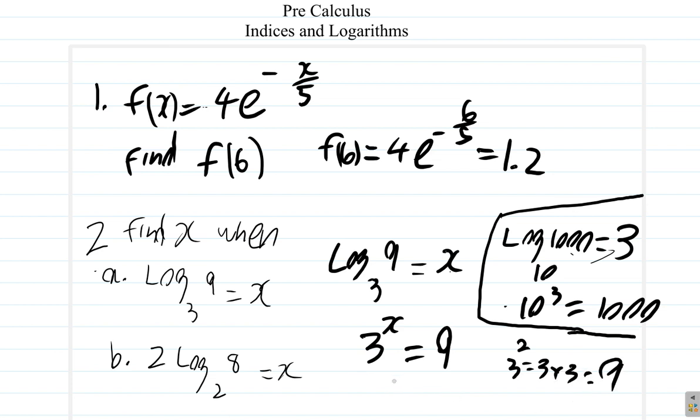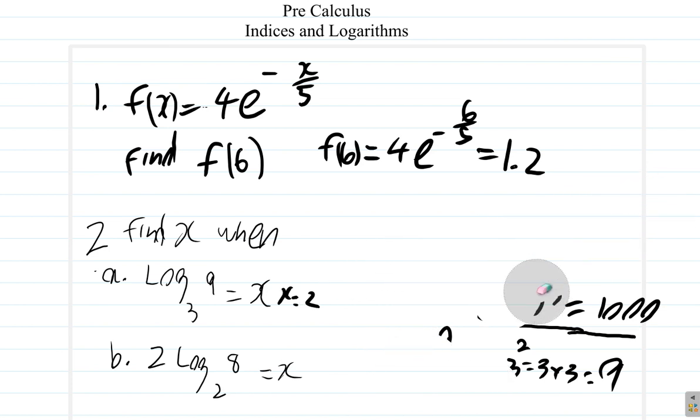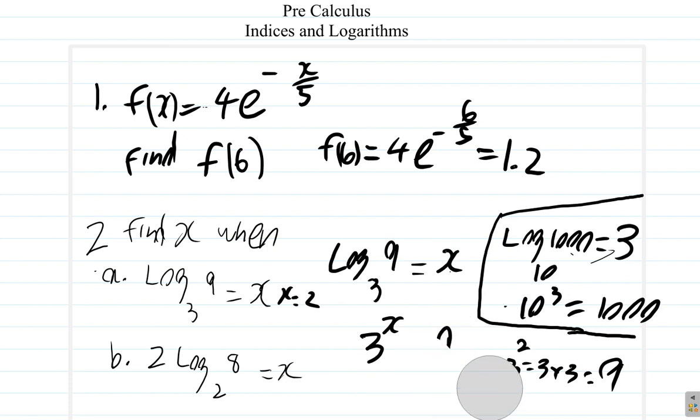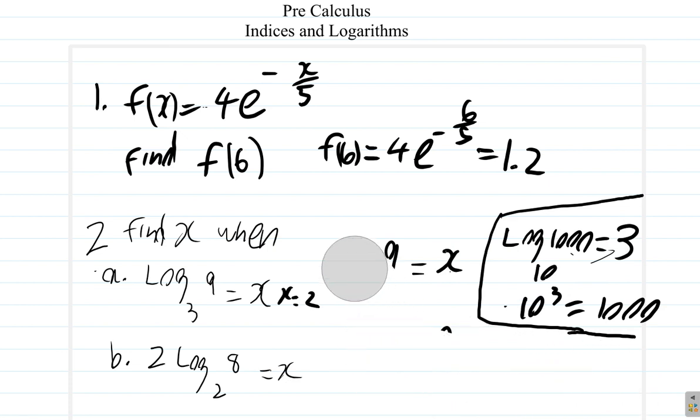Alright, so therefore, this is saying 3 to the x will be equal to 3 to the 2, which is 9. So x must be equal to 2. Alright? So x is 2. Alright, so that's that. Now let's look at 2b. 2b is similar. I'm going to use the same argument for 2b.